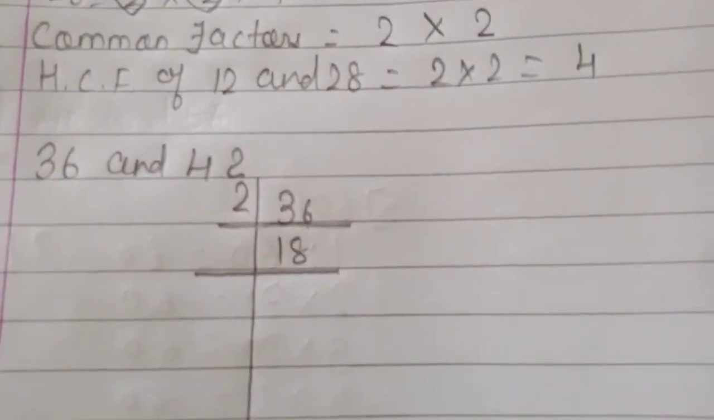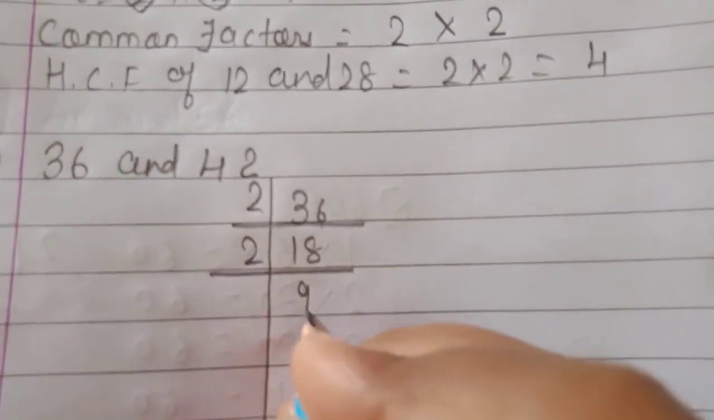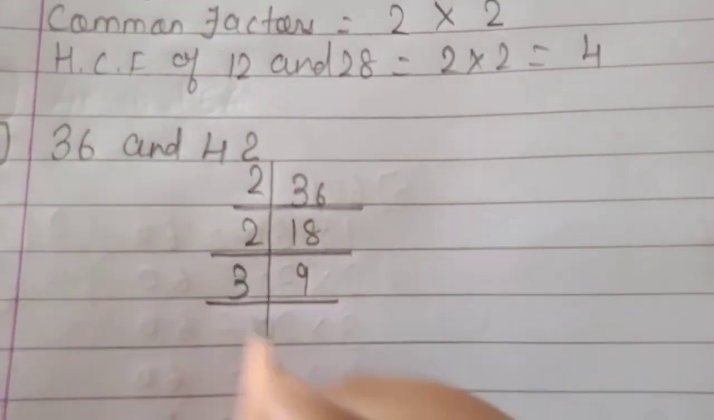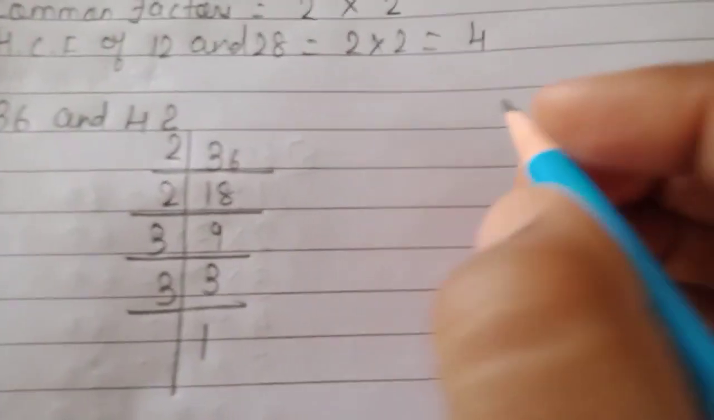Then in 2 table when 18 will come, yes, 2 9s are 18. Then in 2 table will 9 come? No. So we will multiply by 3. 3 3s are 9. Then 3 1s are 3. Then by 42.